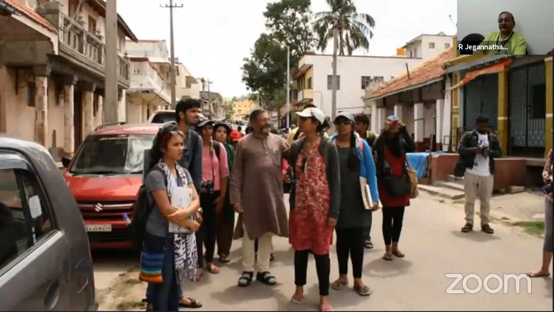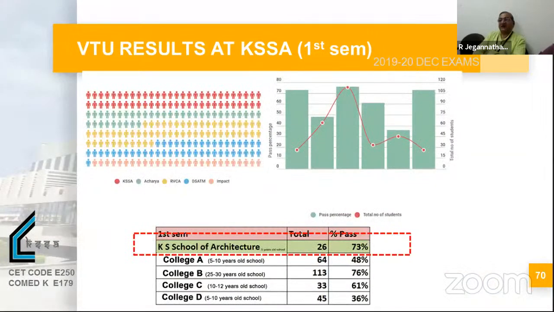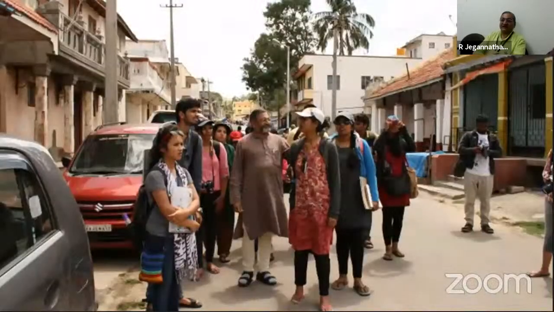This was a trip to Melkote, where they did a heritage study work, and they were taken on a walk, and they were trying to explore the traditional experiences of living in a heritage town.